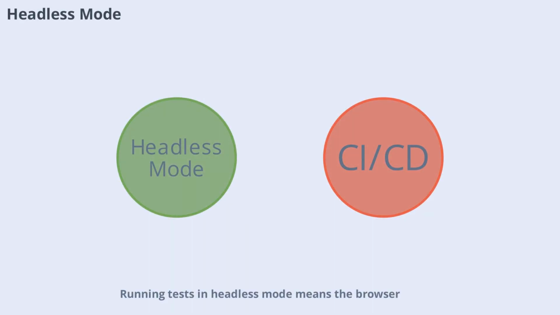Running tests in headless mode means the browser operates in the background without a visible UI. This saves system resources and is ideal for CI/CD pipelines. Configure headless mode using browser options, such as ChromeOptions with the headless argument.